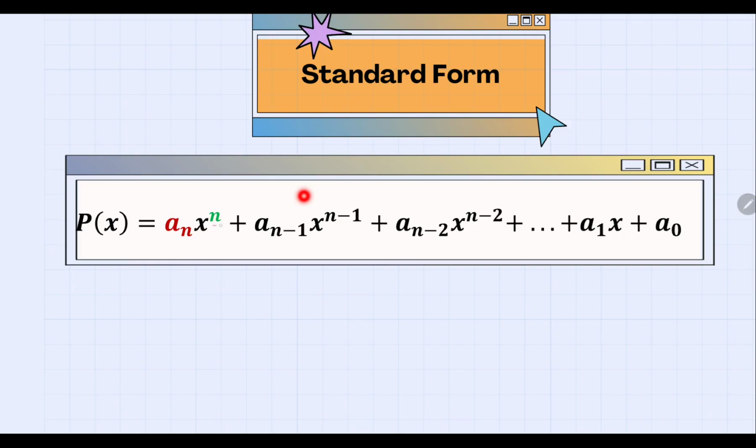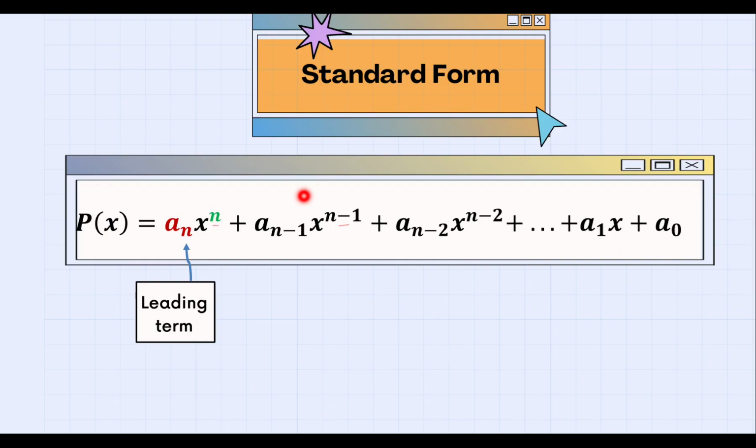Since we have an n minus 1, that means it is decreasing from the highest exponent to the lowest exponent. That is how we arrange the polynomial. Likewise, in this standard form, there are specific terms that we have to remember. One of which is the very first term, a sub n times x raised to n, which is what we call the leading term. It's the one that leads all the different terms of the polynomial. It's the one that we write first.